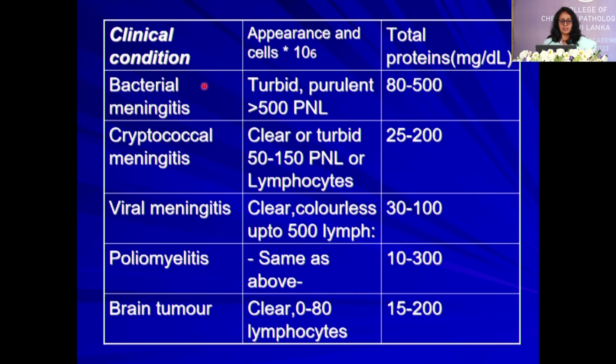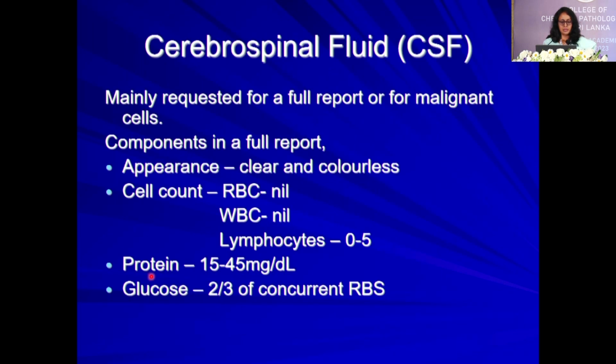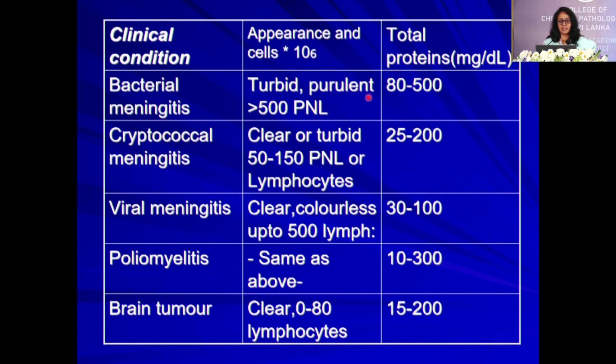In bacterial meningitis, the appearance is turbid or purulent, and polymorphonuclear leukocytes are more than 500. Total protein is 80 to 500. As you saw in the earlier slide, the usual normal level of protein in CSF is 15 to 45 milligrams per deciliter, but in bacterial meningitis it is 80 to 500. In cryptococcal meningitis, it is clear or turbid, and 50 to 150 polymorphonuclear leukocytes or lymphocytes can be seen.